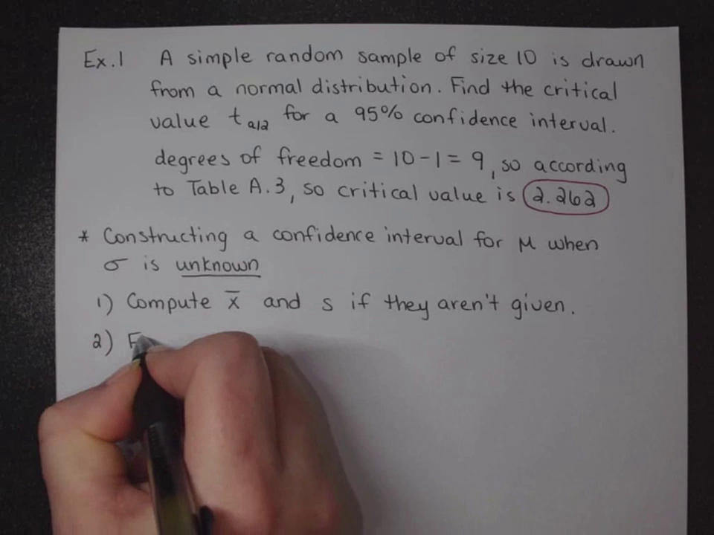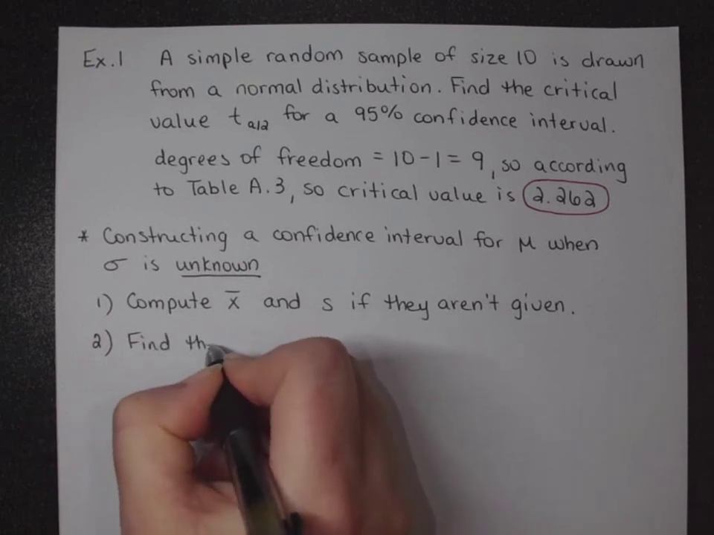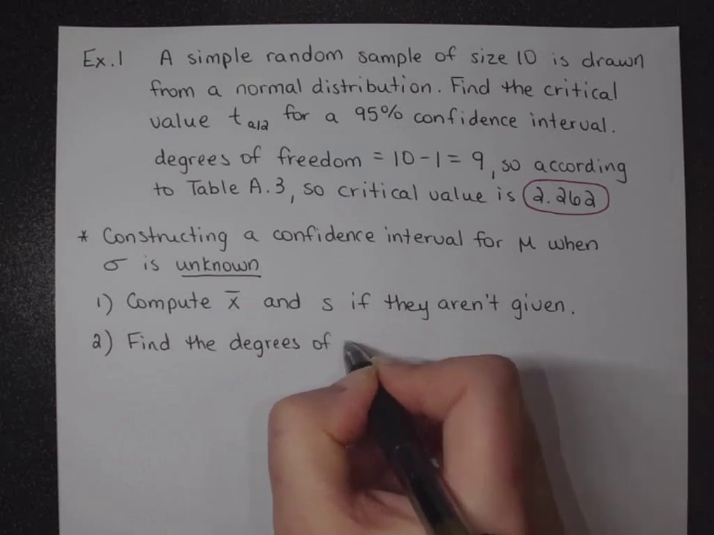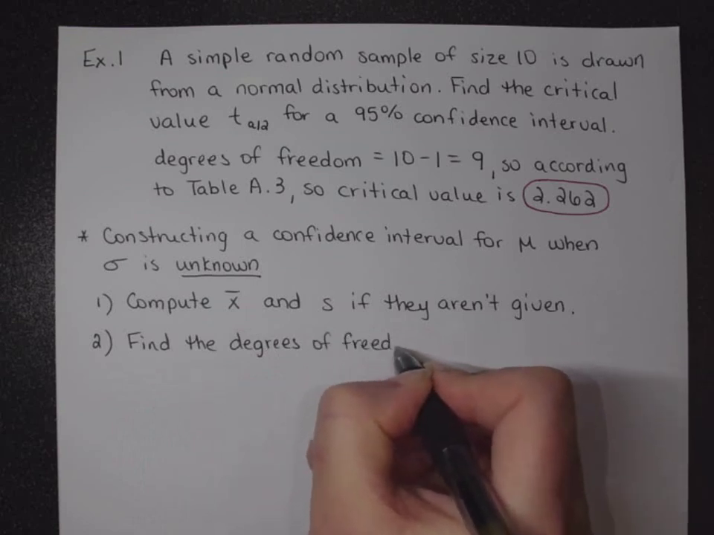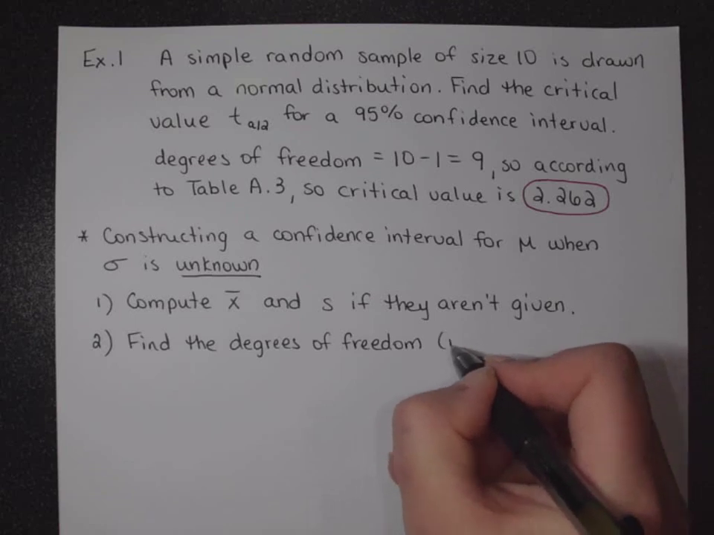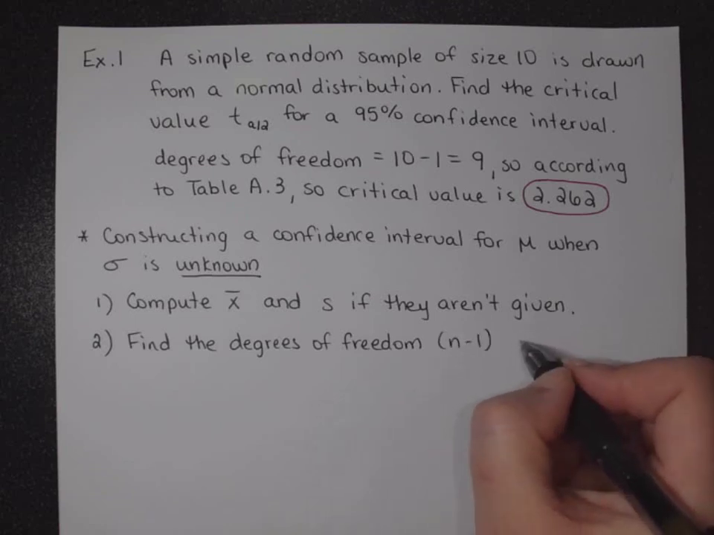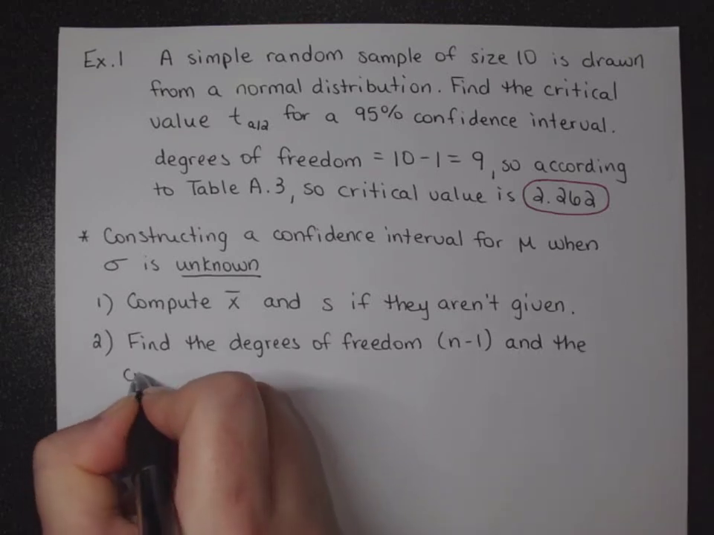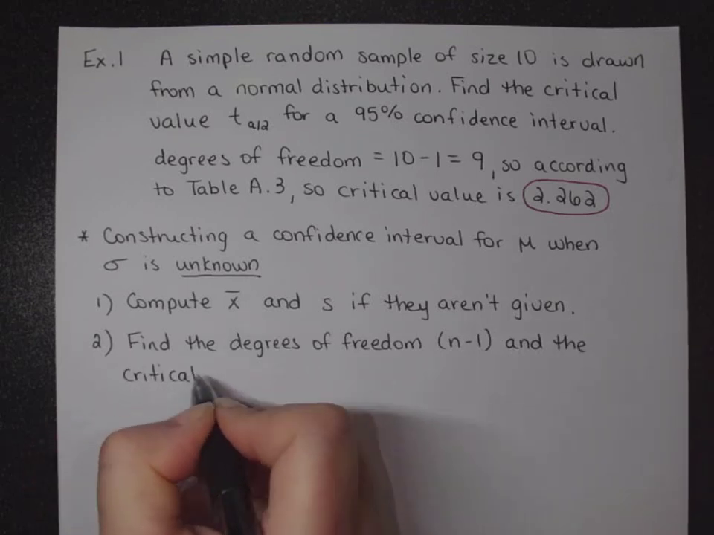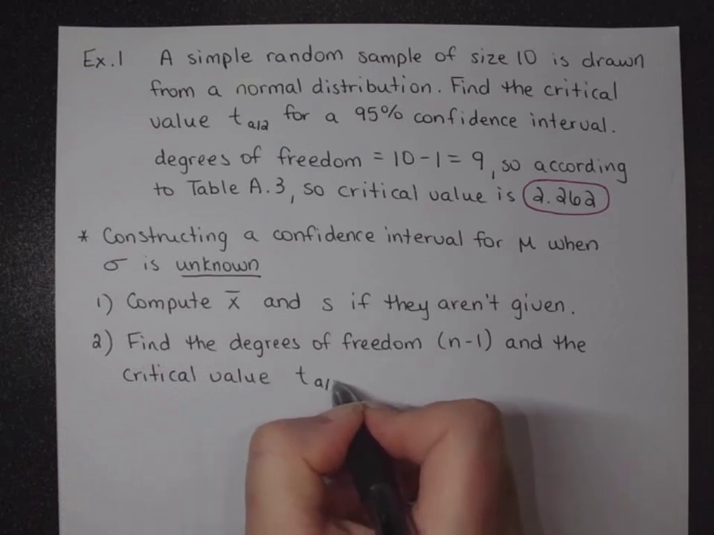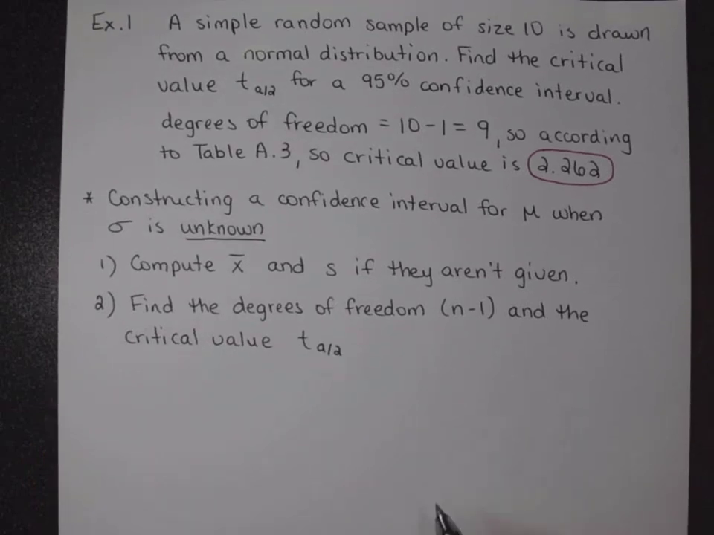Number 2 is you need to find the degrees of freedom. Remember, that's n minus 1, because the degrees of freedom tells you where to look on your chart. So find the degrees of freedom, which is n minus 1, and the critical value. And we call that t sub alpha over 2.